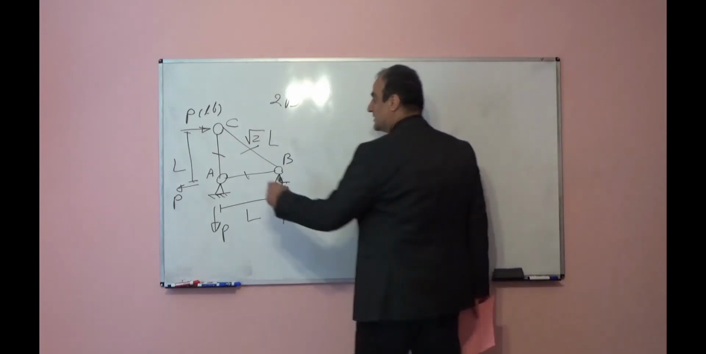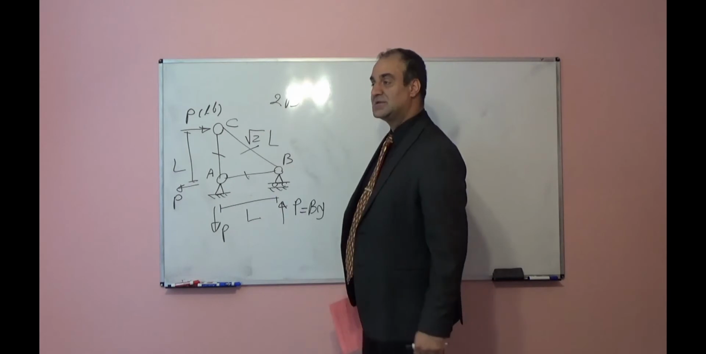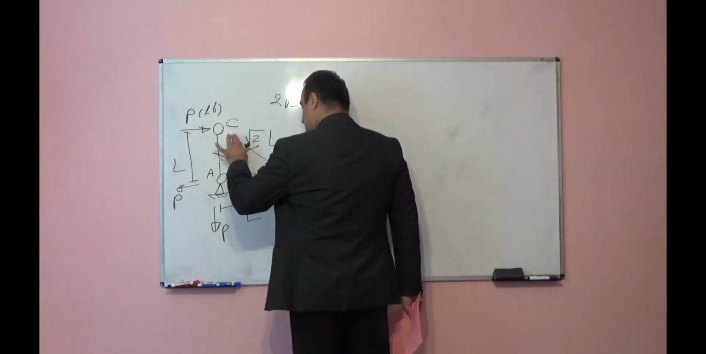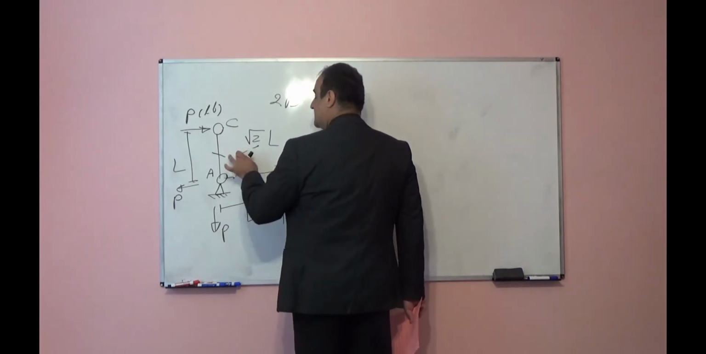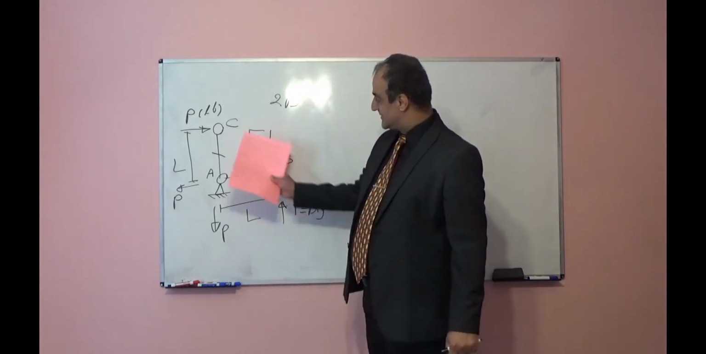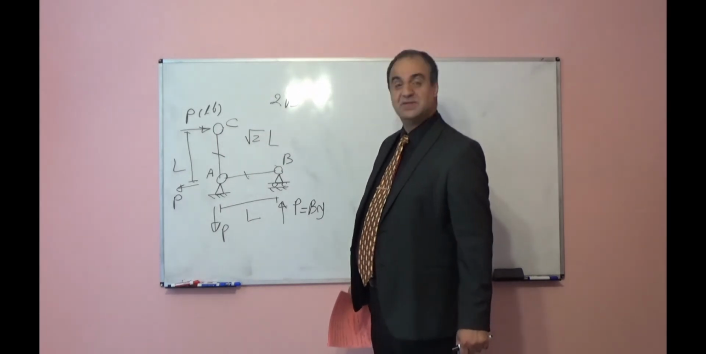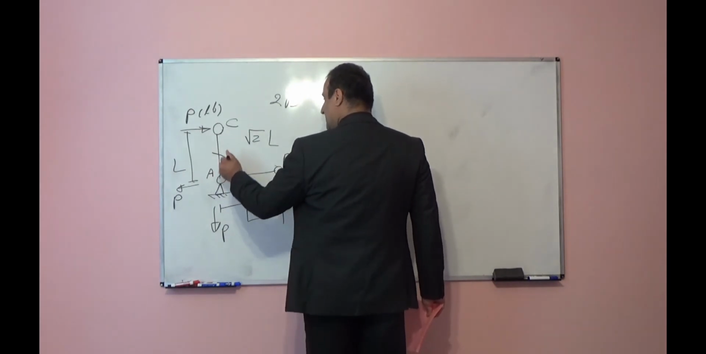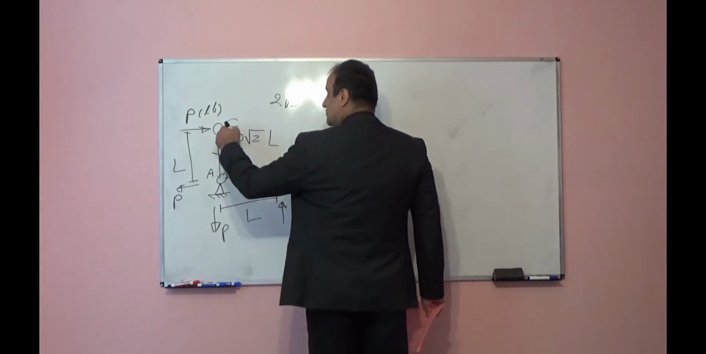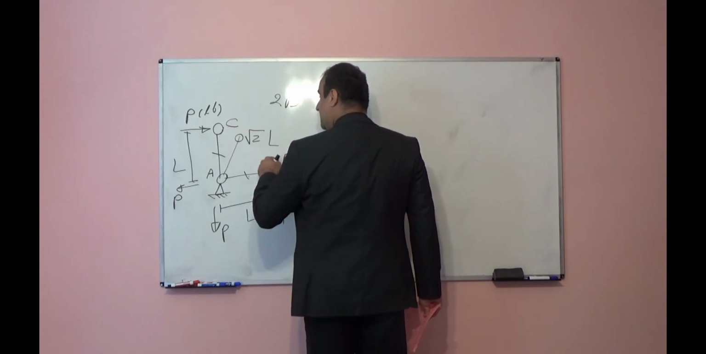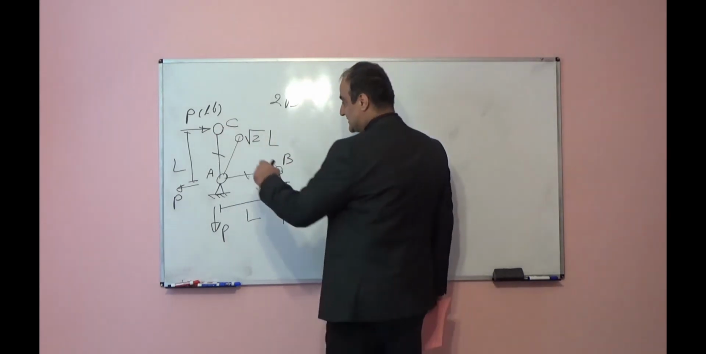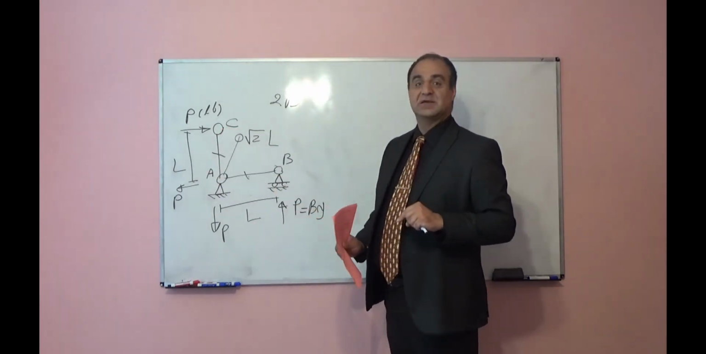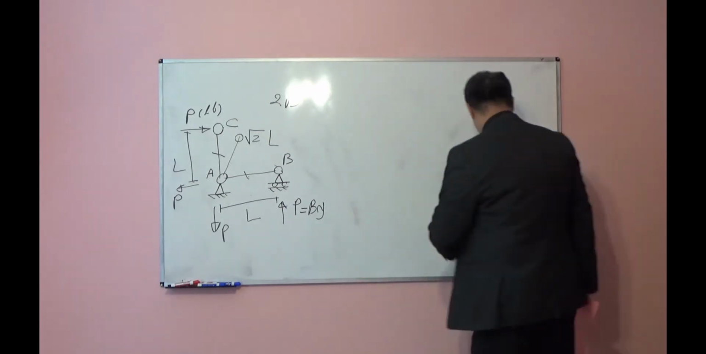For example, member CB. I want to see if it is in tension or compression. The easiest way to visualize that is to remove the member CB. If you remove the member CB, what will happen? This member AC will rotate with respect to A and it will move down like this. So the distance from C to B will decrease. That means the member CB is subjected to compression force.